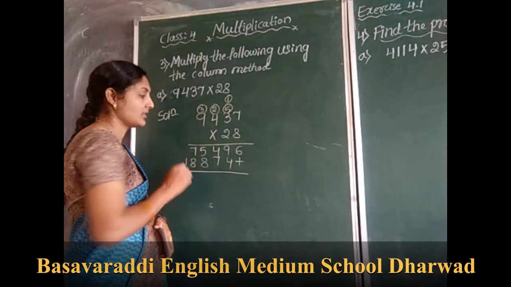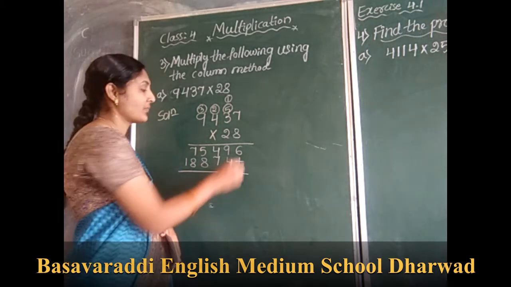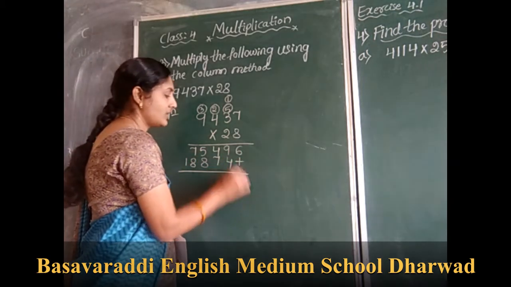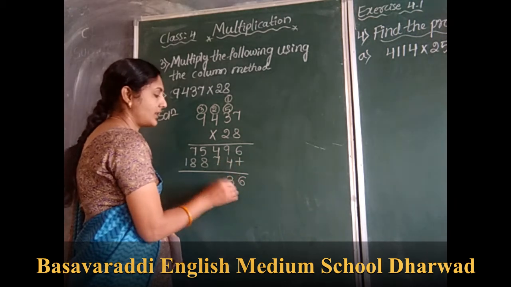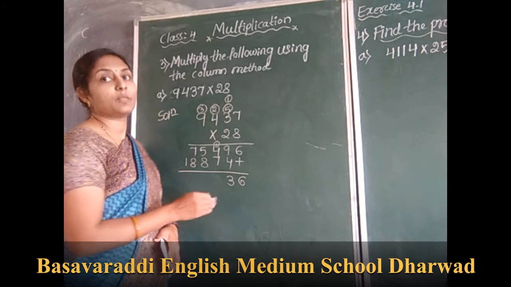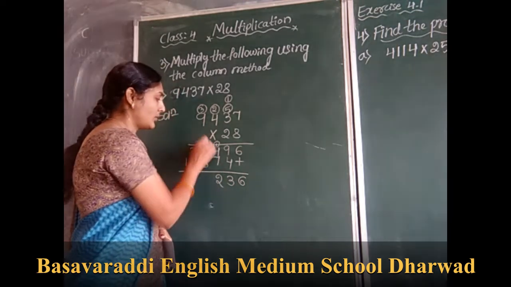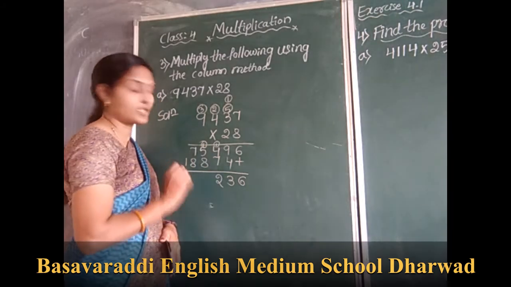Yes. Add the sum there. So after addition we get the product. So 6 plus 0 is 6. So 9 plus 4 is 13. So 1 carry over. So 1 plus 4 is 5. The 5 plus 7 is 12. So 2 is here, 1 carry over. So 1 plus 5 is 6.